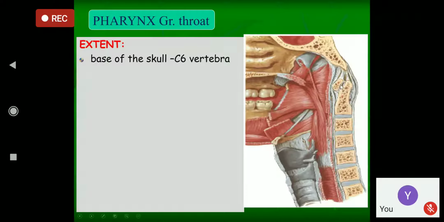Now come to the pharynx. The pharynx will extend from the base of the skull to the C6 vertebra. So you mean C1, C2, C3, C4, C5, C6 up to here. The whole of this part is known as the pharynx. This is the extent of the pharynx, and you have to know this one.